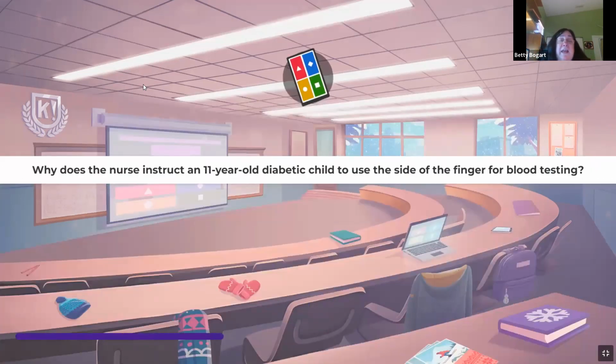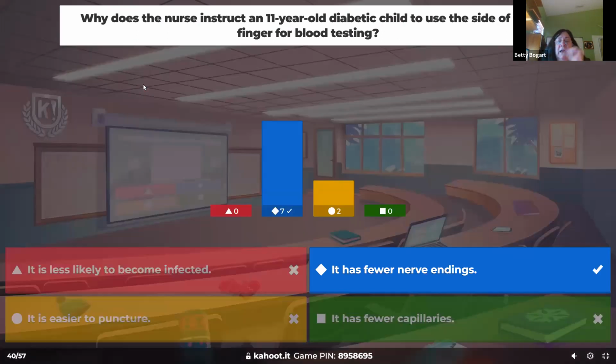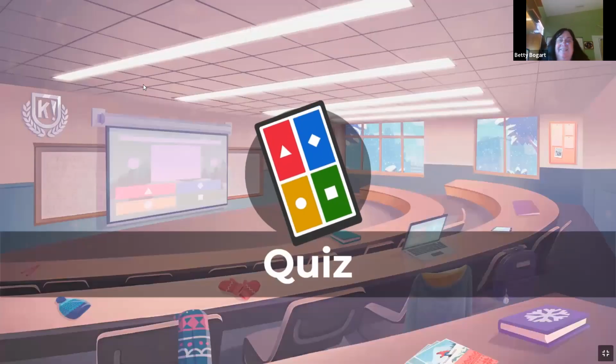What does the nurse instruct an 11-year-old diabetic child to use? Why do they tell them to use the side of the finger for blood testing? So instead of pushing it on the end, why do we tell you the side? Is it to do with using your phones, or is there something else? It has fewer nerve endings and actually has more capillaries on the side, so it hurts less. And you can still use your fingers for your cell phone, right?